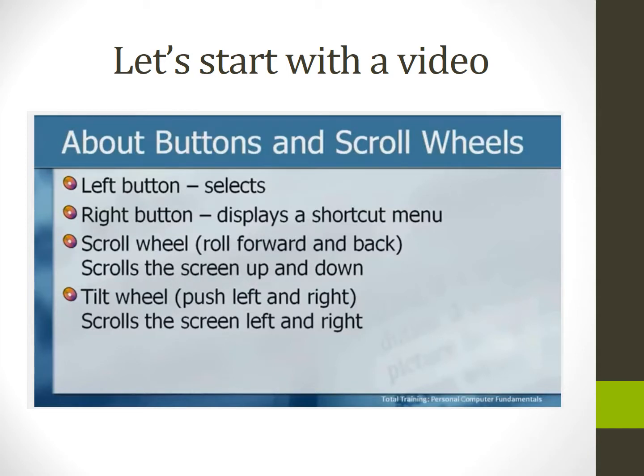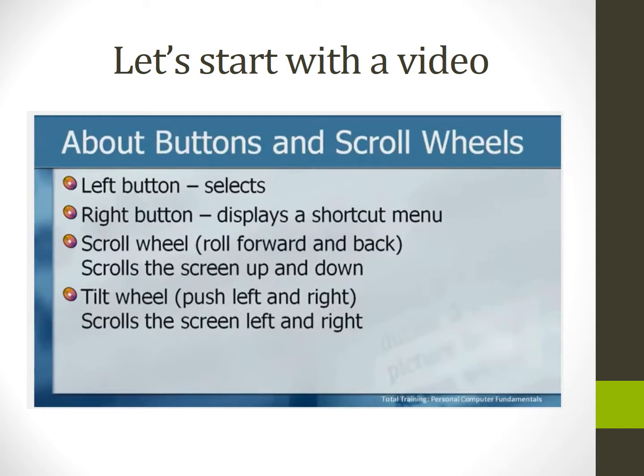You also might have a tilt wheel. Now you won't have this on a touchpad, but it might be on a regular mouse. This is actually something that instead of just going forward and back, goes left and right. The scroll wheel scrolls the screen up and down, so if you're reading a multi-page document, you can scroll through it very easily.